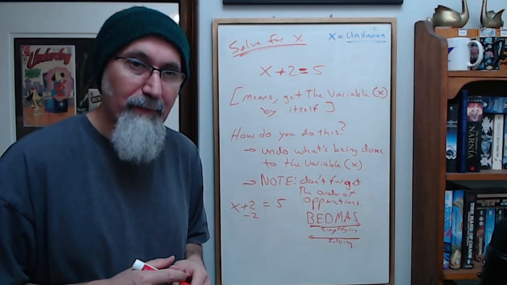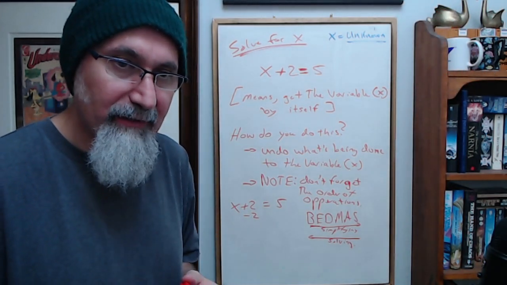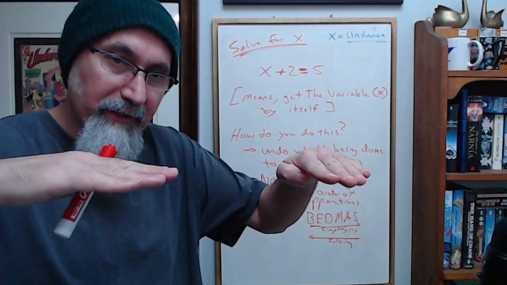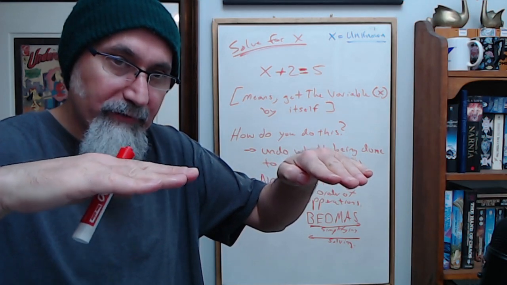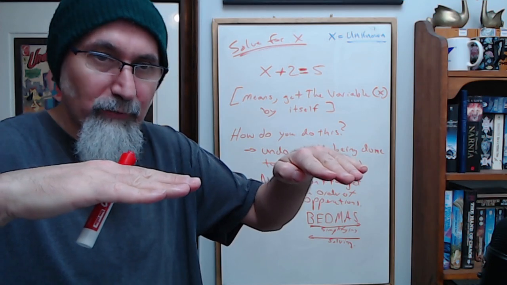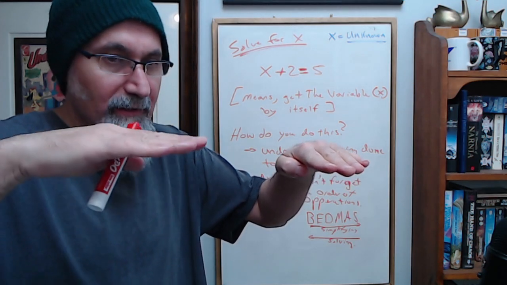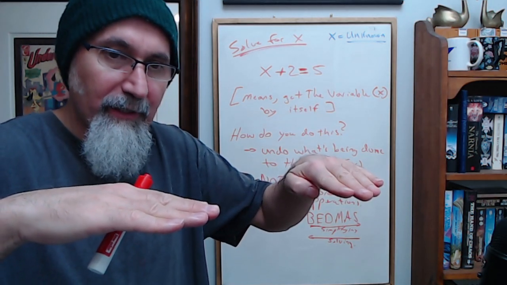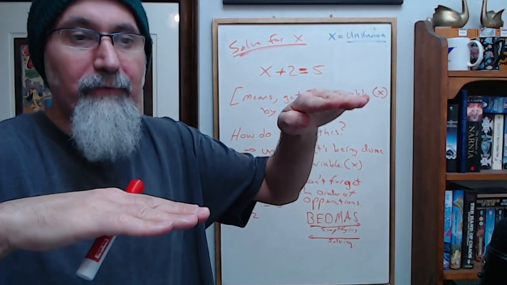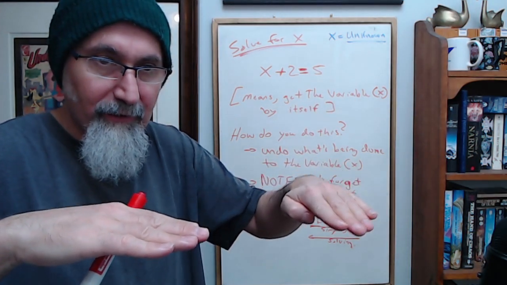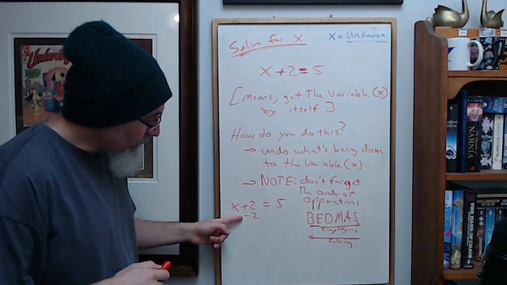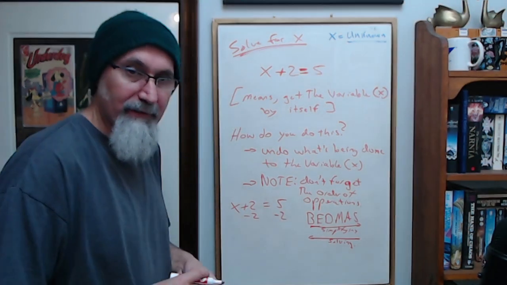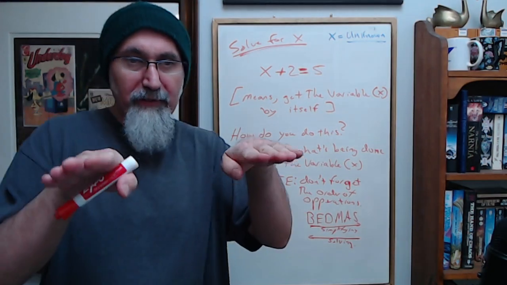Now, what does the equal sign mean? It means it's a teeter-totter, and you always have to keep it equal and balanced. If you do something on one side, you have to do it to the other side. It means this side is equal to this side, and this side has to remain equal to this side. So if we're subtracting 2 from this side, then we have to subtract 2 from the other side. We have no choice; we have to keep the teeter-totter balanced.